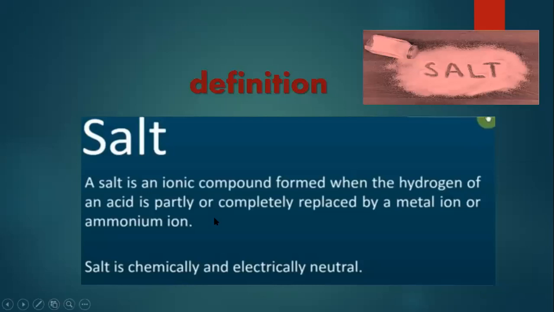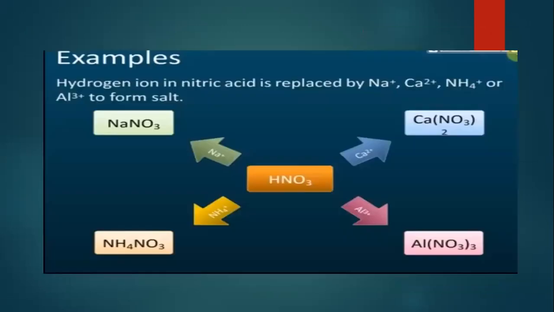Definition of salt. Salt is basically an ionic compound in which the hydrogen of the acid is partially or completely replaced by a metal ion or ammonium ion. Salt is chemically and electrically neutral. You people have studied it in the previous topic well. It is just a revision.